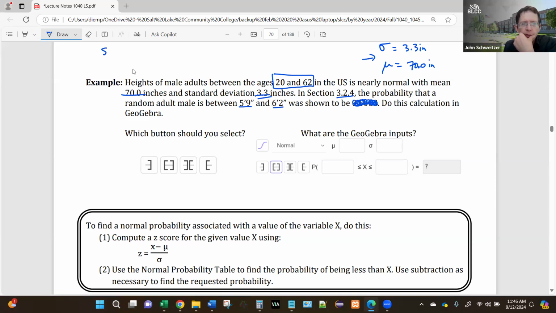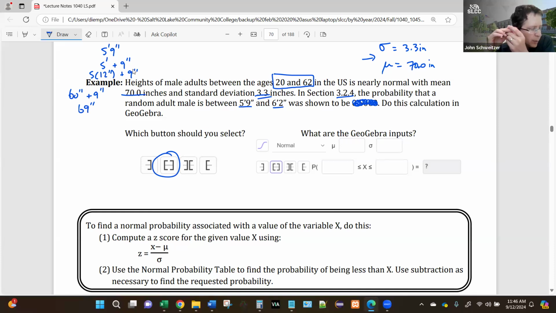For example, if you're 5'9", then you are 5 feet plus 9 inches. Each foot has 12 inches, so 5 feet is 5 times 12, which is 60 inches, plus 9 inches. So you are 69 inches tall if you're 5'9". You have to do the same for 6'2". Then you use your between two values, so you can go right to GeoGebra and skip your z-score. If you want to challenge yourself and calculate z-scores, you can, but it's more work than necessary here.